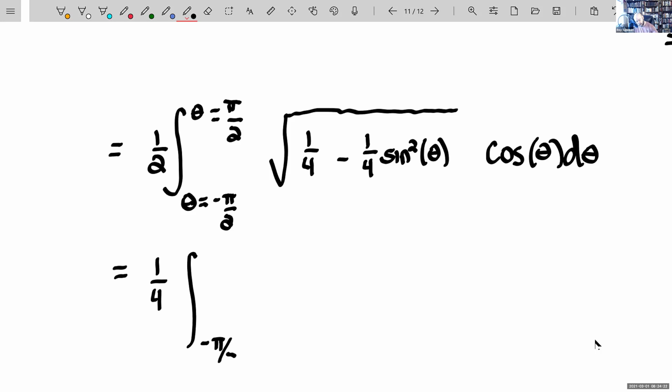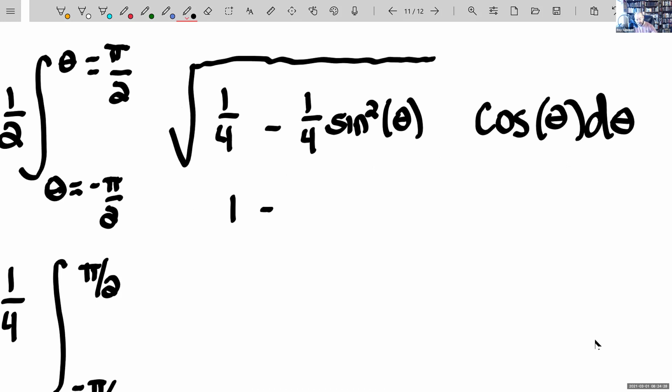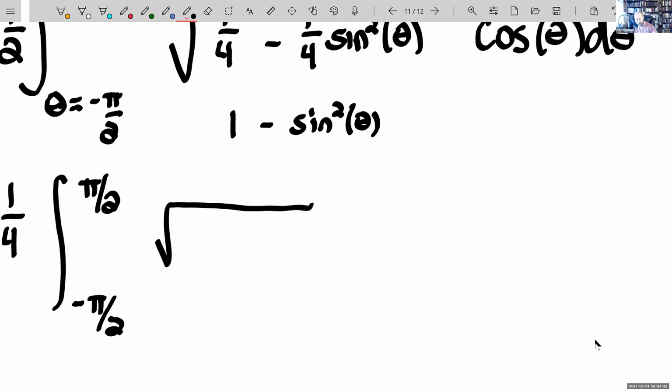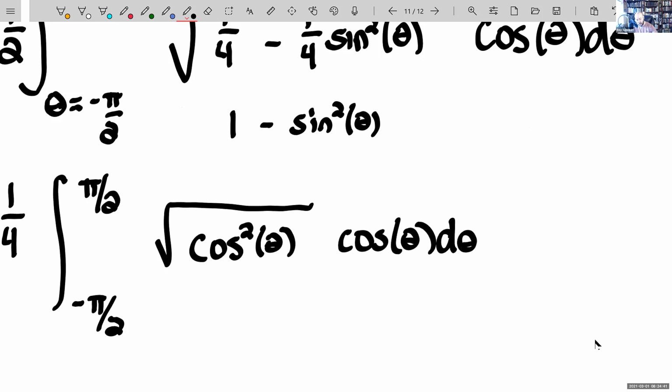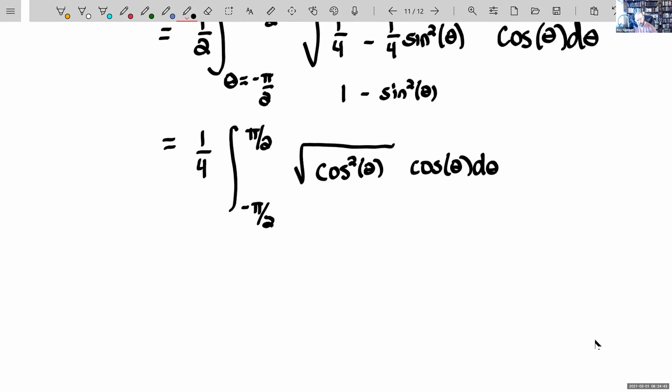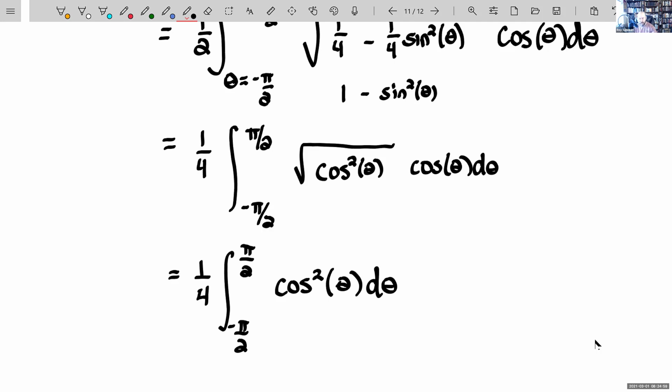Negative pi over 2 to positive pi over 2. And we'll be left with the square root of 1 minus sine squared, which is the square root of cosine squared. And we know the square root of cosine squared is going to be a cosine. And so if that's a cosine times a cosine, that's going to be a cosine squared. All right.